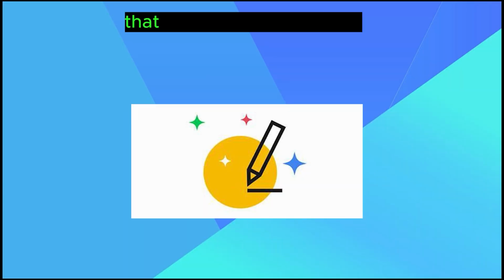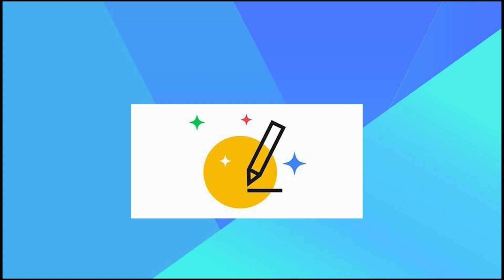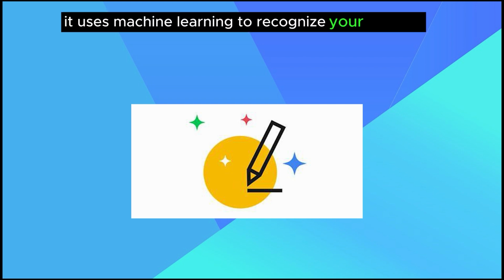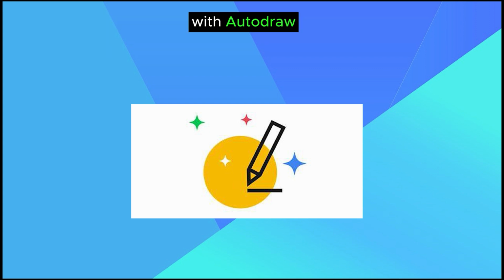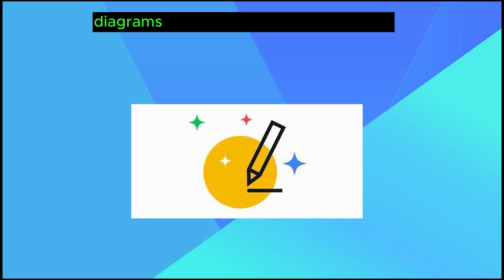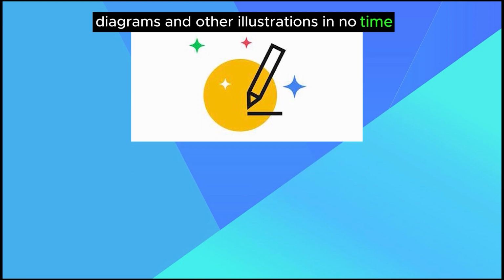Second, AutoDraw. AutoDraw is an AI tool that can help you draw like a pro. It uses machine learning to recognize your doodles and turn them into professional-looking drawings. With AutoDraw, you can create sketches, diagrams, and other illustrations in no time.